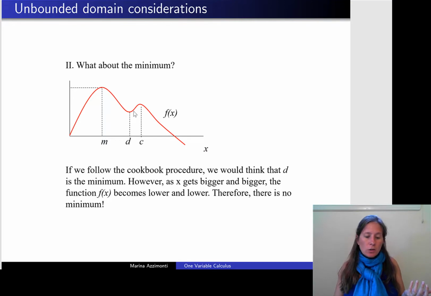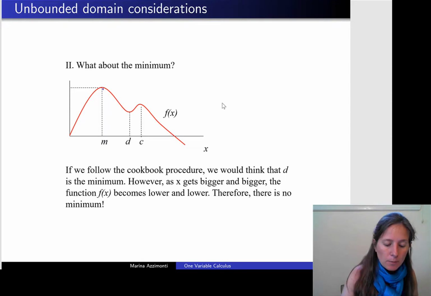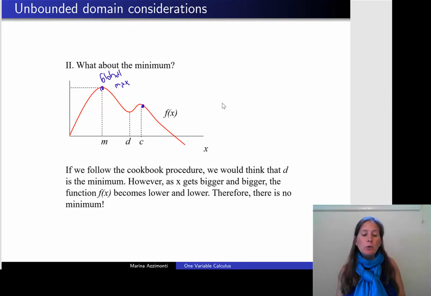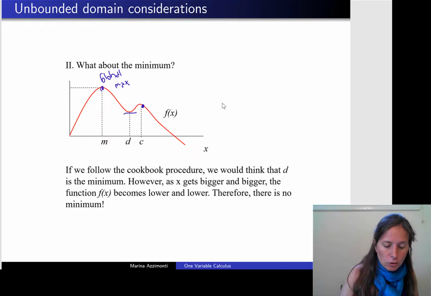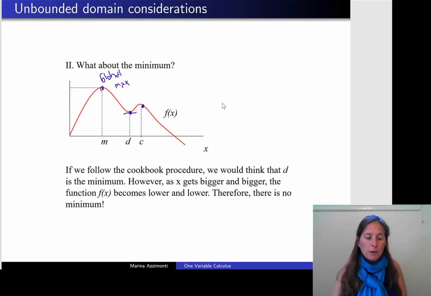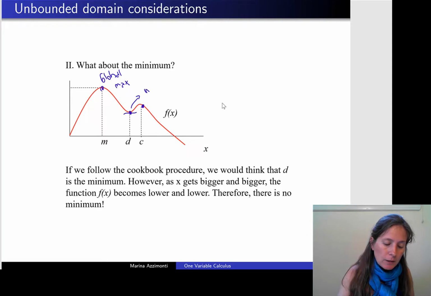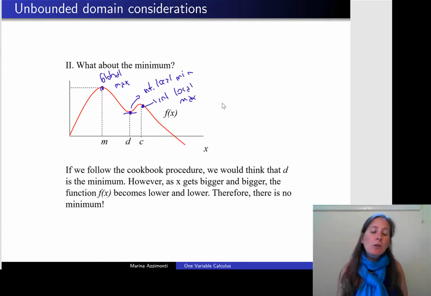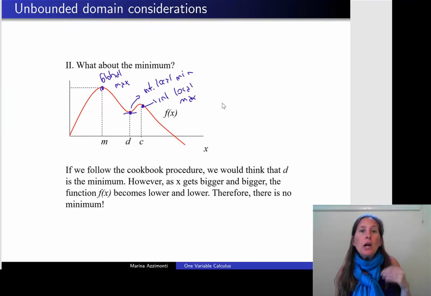Another thing to consider is, in the red example I showed before, I said we have two maximum values, M and C, and we said that this was the global max. Now let's think about trying to figure out what the minimum is. So point D is also going to be a critical point, and when you compute the second derivative, you're going to have a positive value here. So this is in principle an interior local minimum. This is an interior local maximum. And now the question is, is point D the global minimum? Well, that depends on the domain of the function.